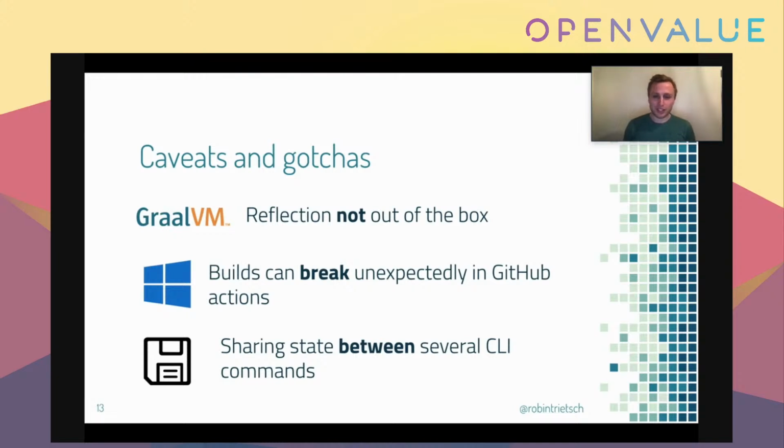Well, as I just showed, the Windows build broke. Yeah, I don't know exactly why. I don't have a Windows machine here, so I can't really figure it out. But yeah, think of that. You have an external dependency on a platform, and builds can break unexpectedly. And also something already said, but sharing state between several CLI commands, you really have to think of the fact that your CLI, that every command is a separate run of your application. So that's something to think about.